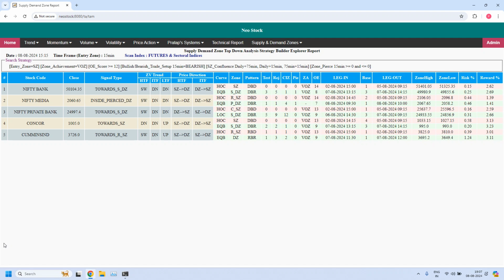Now the list has come down to 5. Out of 16, only 5 stocks are having confluence with both ITF and HTF. All the supply zone confluence. This is what you can verify here. Supply zone confluence. So Nifty Bank has this supply zone having confluence, 15 minutes with 75 and also 75 with the daily.